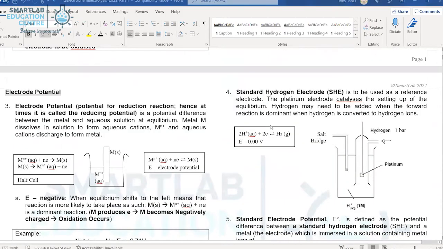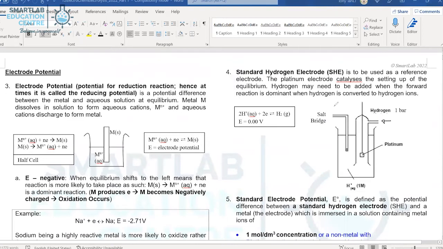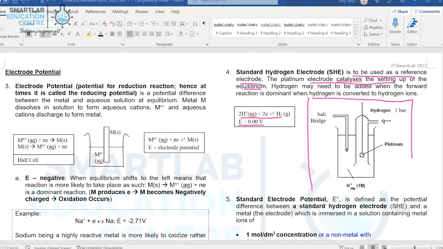With that, let's take a look at the standard hydrogen electrode. The standard hydrogen electrode is used as a reference electrode, where the platinum catalyzes the setup of the equilibrium, where the half equation is as such, and the standard electrode potential value is set as 0. It is set as the datum. So this is the sketch itself, and mind that for all the gases, the pressure will be 1 bar and the temperature is 298 Kelvin. And the concentration of your ions in the aqueous solution is 1 mol per dm³.